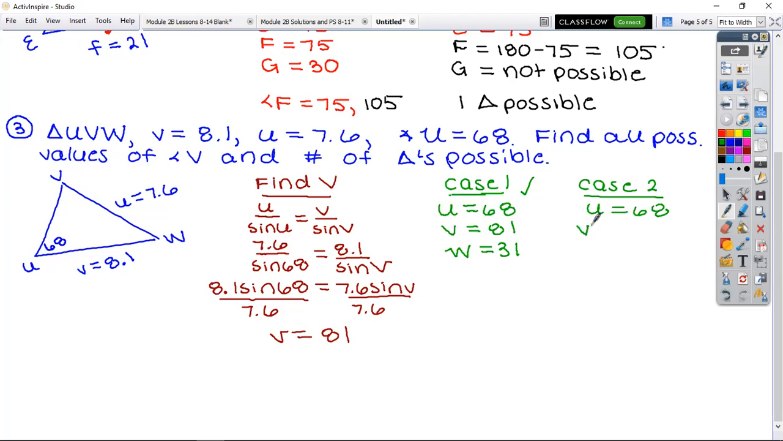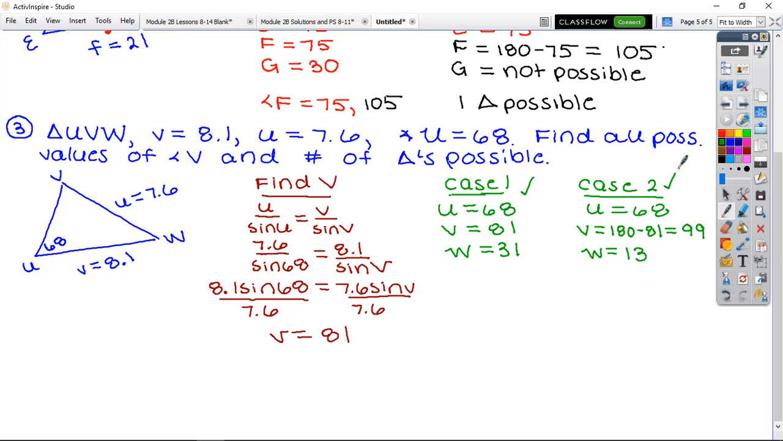Next, angle V. Second quadrant means 180 minus 81, which is equal to 99. And is there enough left over for W? I think there's a little bit. What is it, 13? Thank you. Small angle, but it's possible, so you're good.